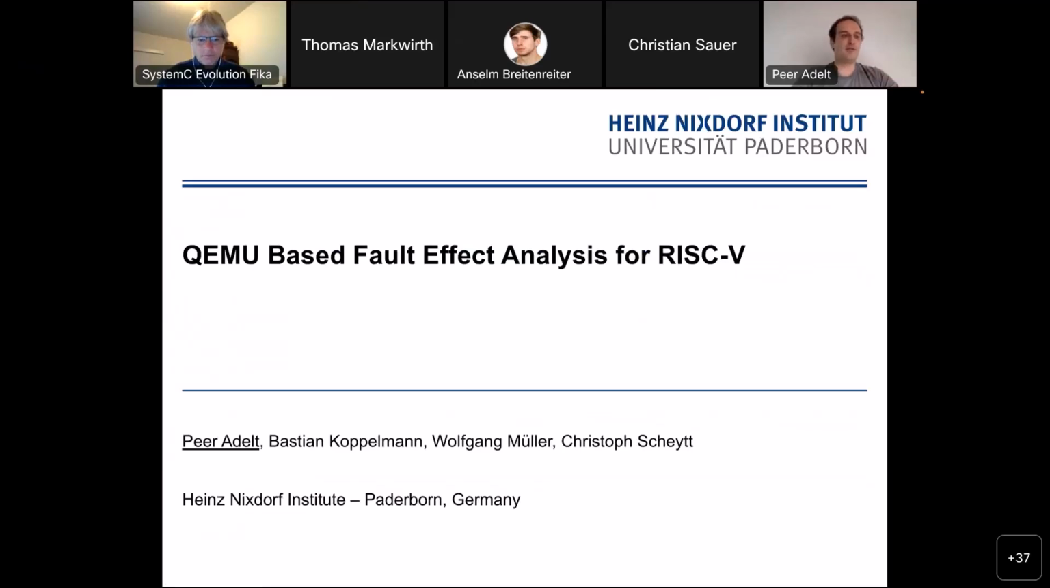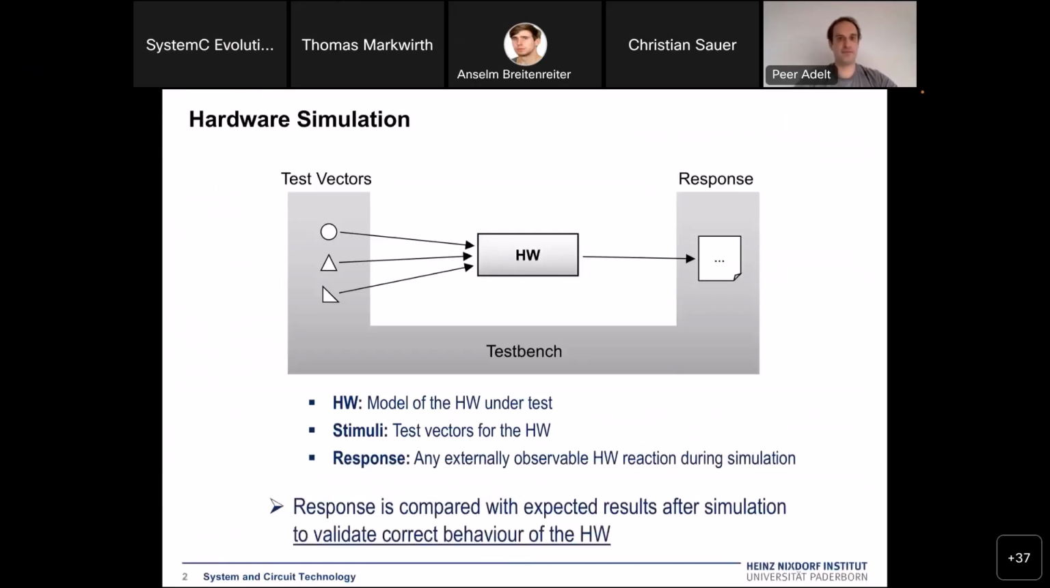So today I want to present you our QEMU-based fault effect analysis for RISC-V microprocessors.